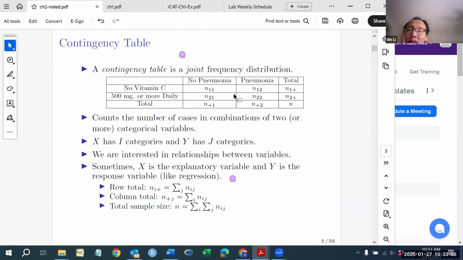So why do we say the contingency table is a joint frequency distribution? What does joint mean? The joint distribution, in statistics, we know is related to more than one variable, right? So for a number like n11, it doesn't just depend on one variable. It also depends on another variable. The n11 is the frequency for no pneumonia and no vitamin C. So you see, it depends on two variables' values. So that's joint.